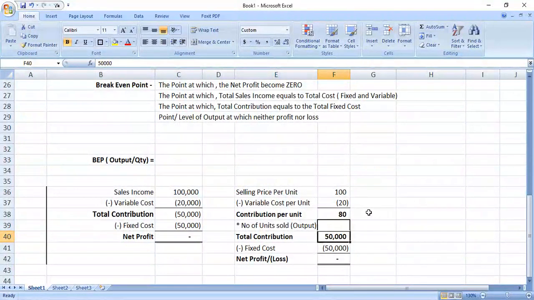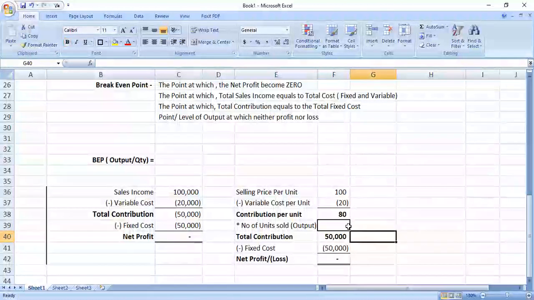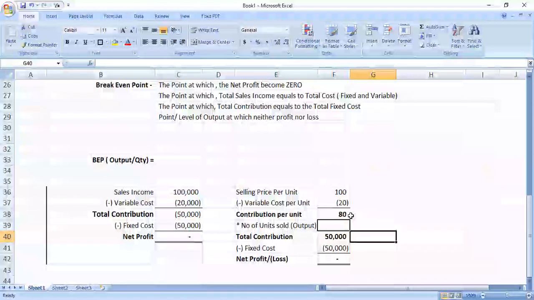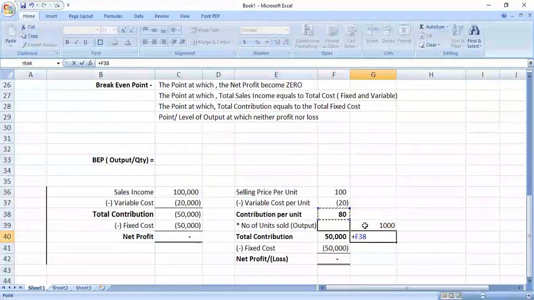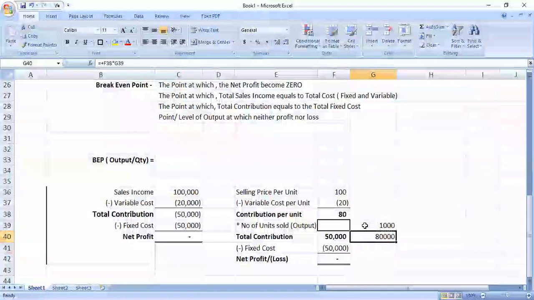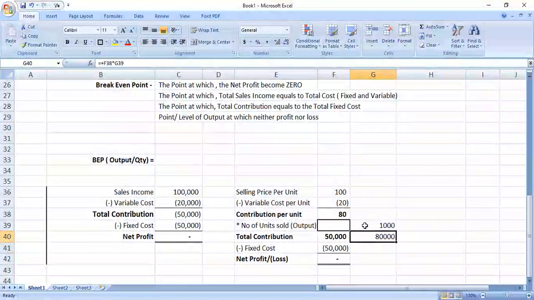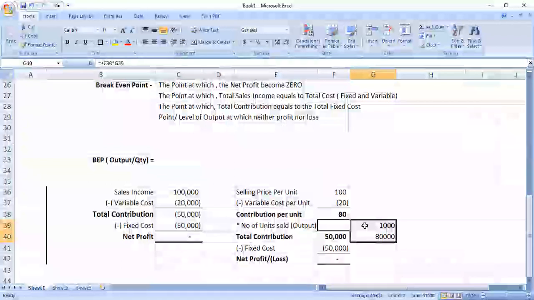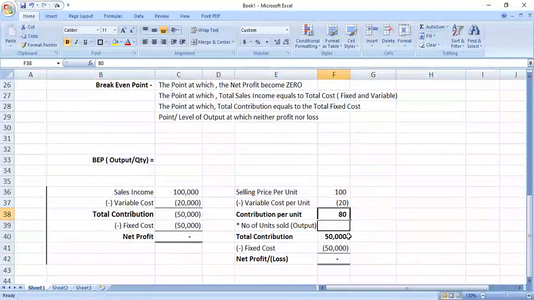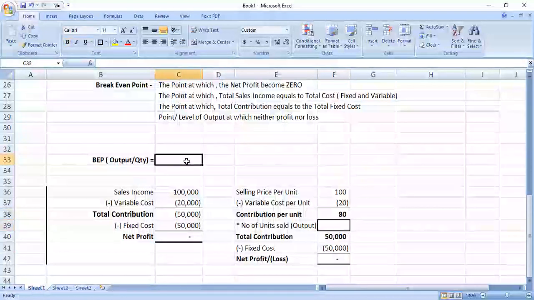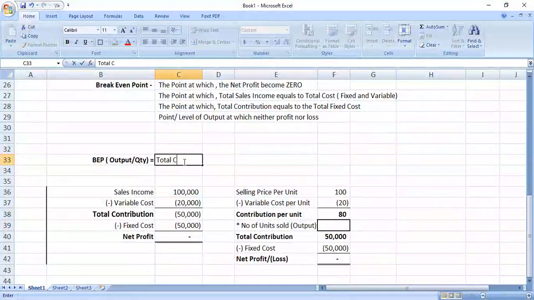Yes, exactly. Earlier, I got the total contribution by multiplying the output by the contribution per unit, right? If I have 1000 units, how do I get the total contribution? 80 per unit into number of units. So this is how I get the total contribution. Now in this case, I have the total contribution and I have the per unit contribution. So if you want the number of units, you have to divide the total contribution.